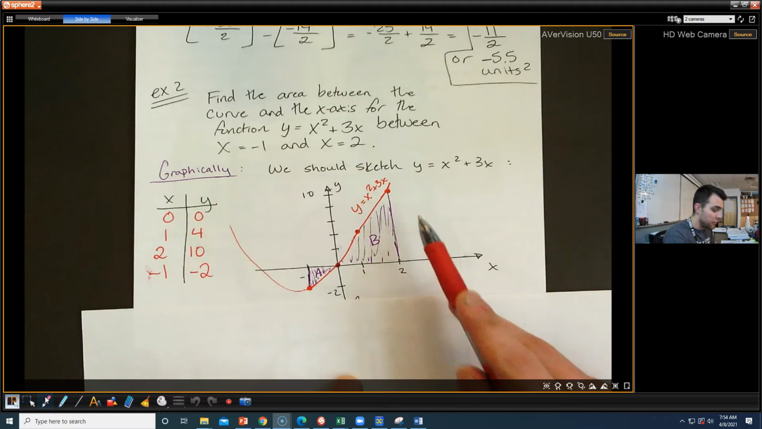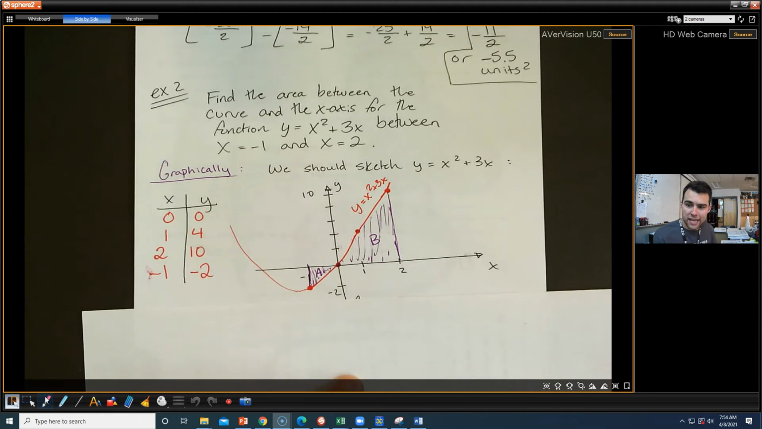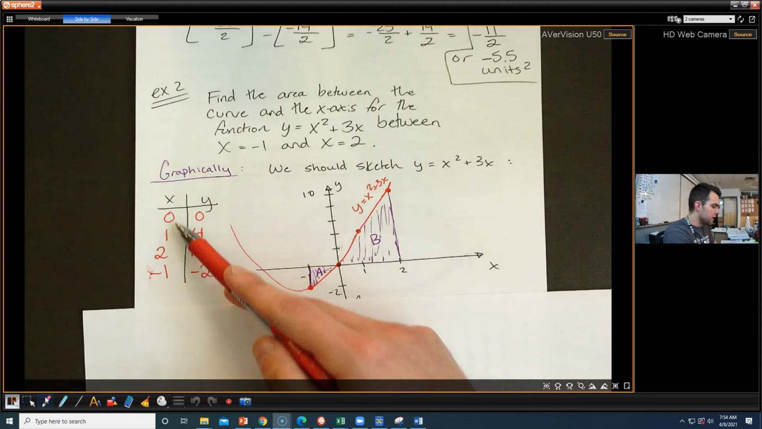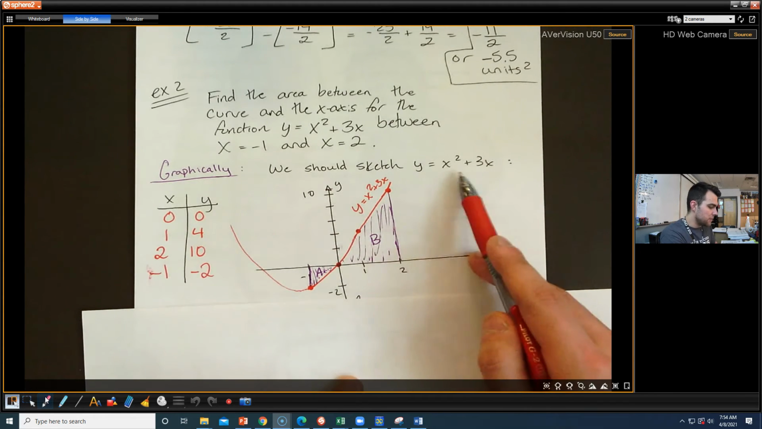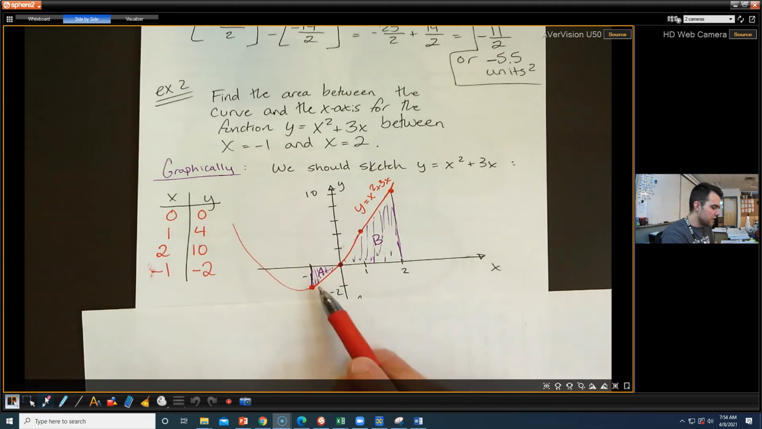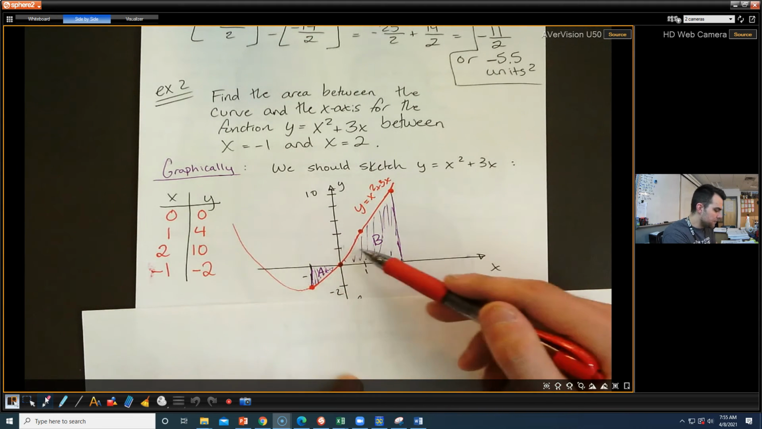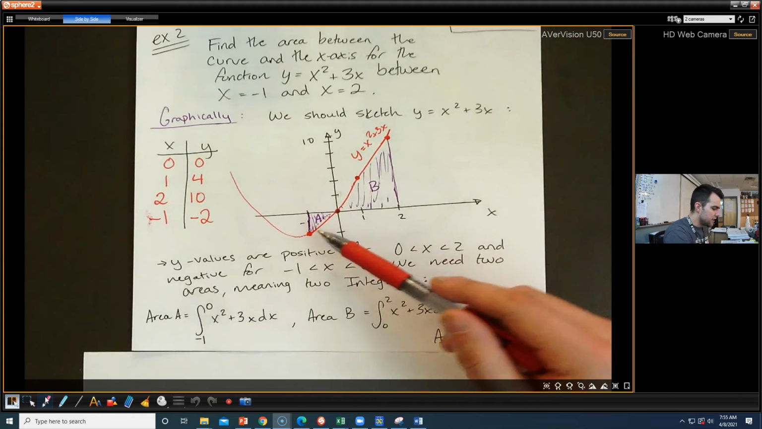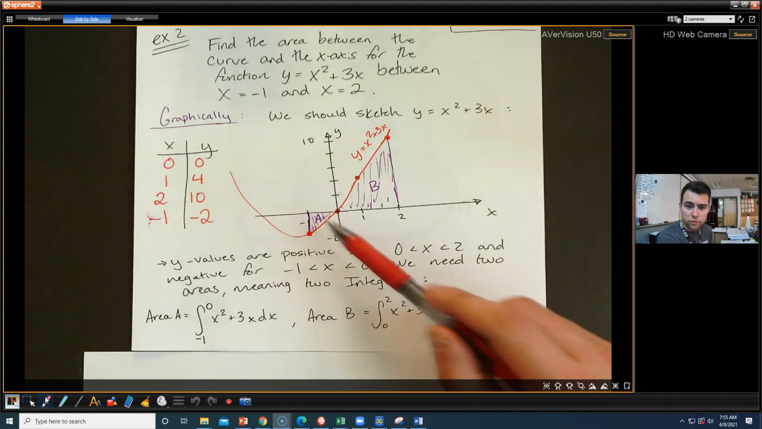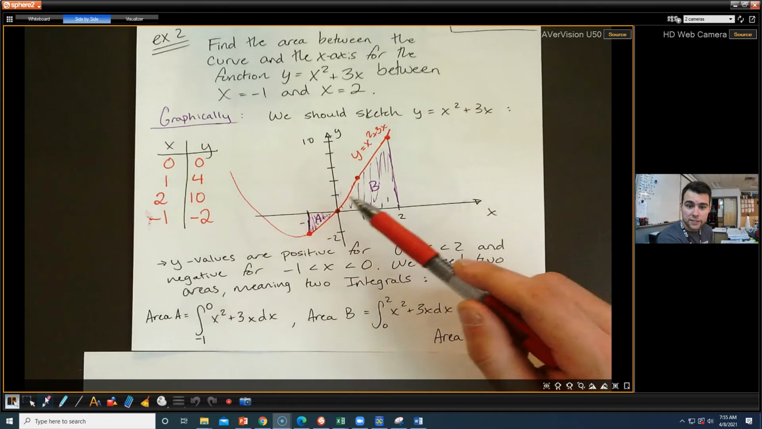Now, graphically, I went ahead and sketched this using just an xy chart. So I plugged in a couple x values. I plugged in my bounds because I figured those would be good x values to plug in. And if I plug them in my function, it spits out some y values. So I got a pretty decent idea what this function is going to do. I see that it dips below the x-axis right here. And so I have a little area here, and I have a little area here. Now, this area here is going to be negative when you get it. And then this guy's going to be positive.